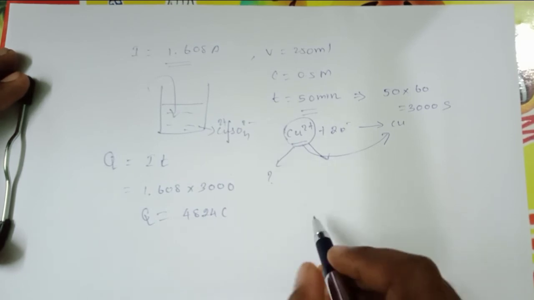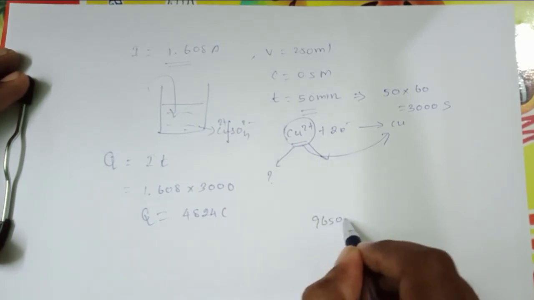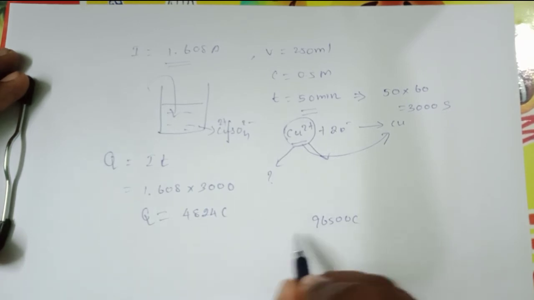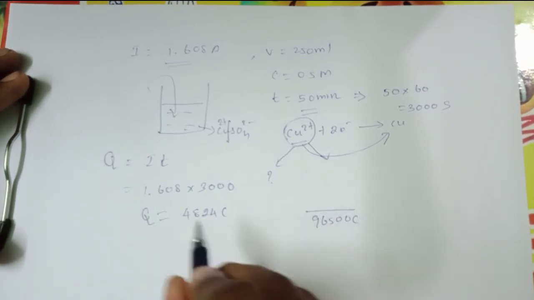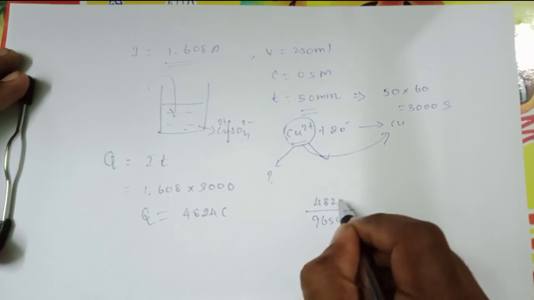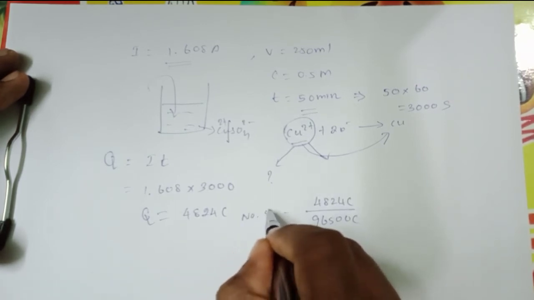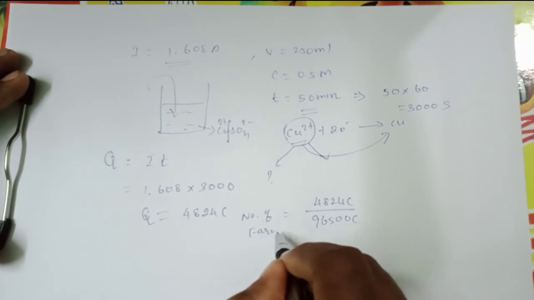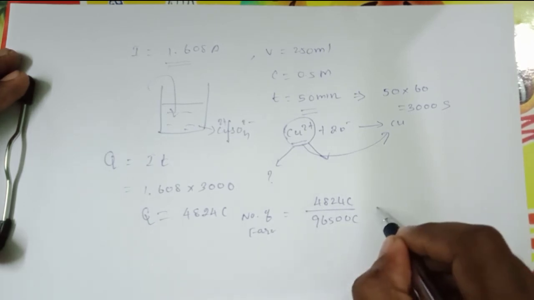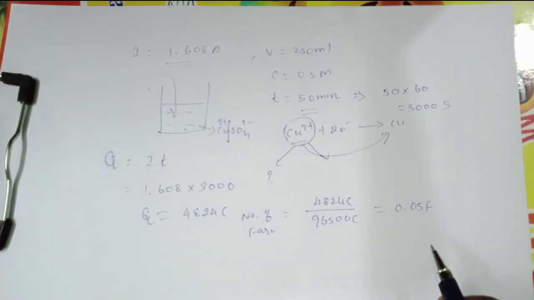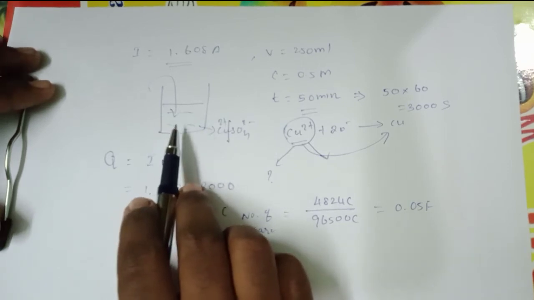You know 1 Faraday is nothing but 96500 coulomb. So when 1 Faraday is equal to 96500 coulomb, then in 4824 coulomb, how many Faradays of electricity is passed? If you divide this value, you will get 0.05 Faraday. So you can understand now 0.05 Faraday of electricity is passed, where? To the copper sulfate solution.